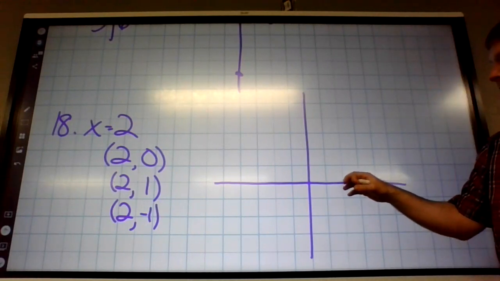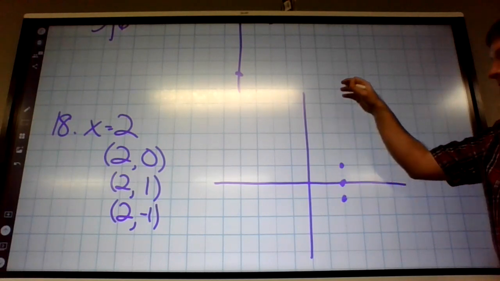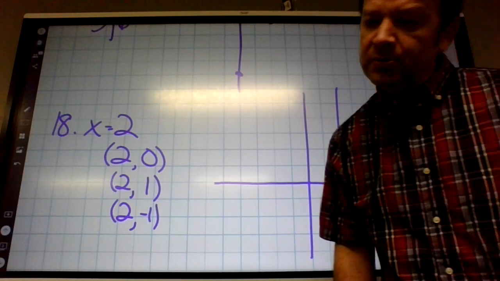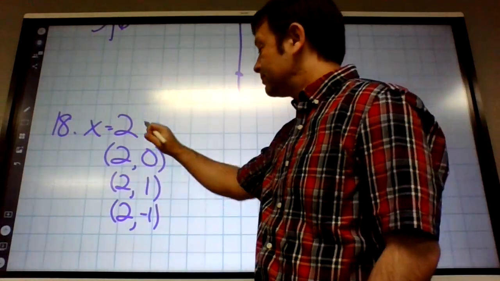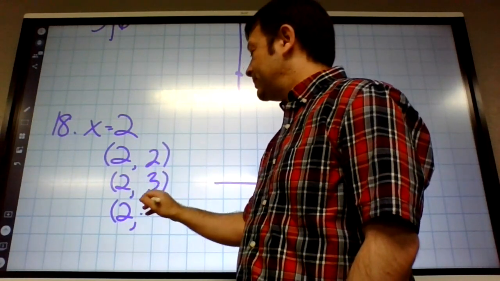2, 0, 2, 1, 2, negative 1, and all these. So this domain is unlimited, I think. Or actually, no, they said from 2 to 5. So they actually did say only use numbers from like 2 to 5.